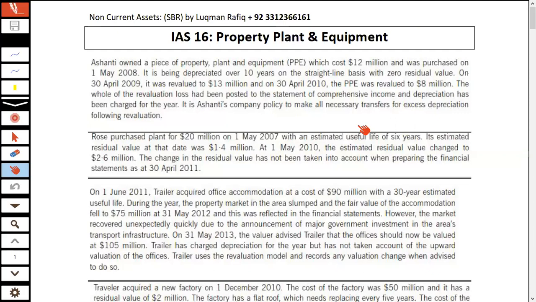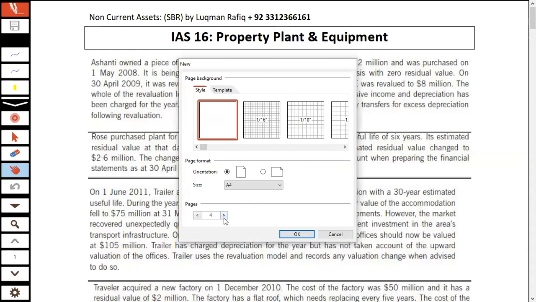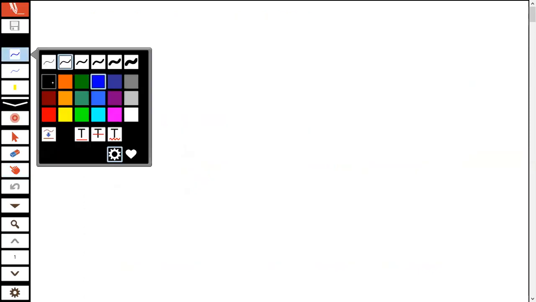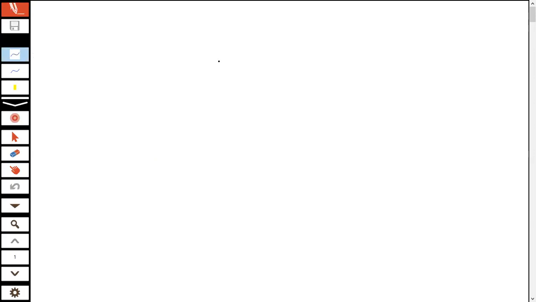Okay, so let's start off. Let's start discussing. First of all, we are going to start off with IAS 16 property plant and equipment. And what I'll do is have a quick recall of IAS 16 property plant equipment. So what exactly is a property plant and equipment?